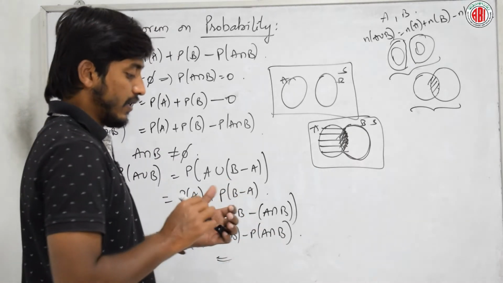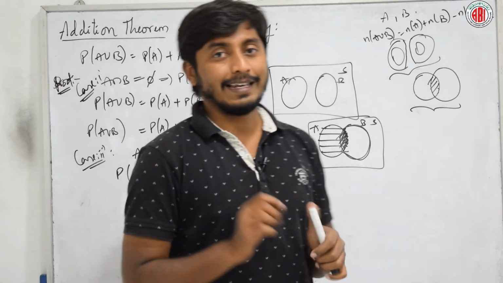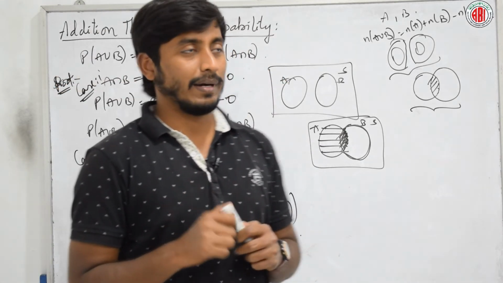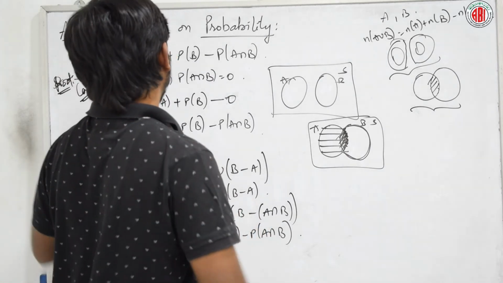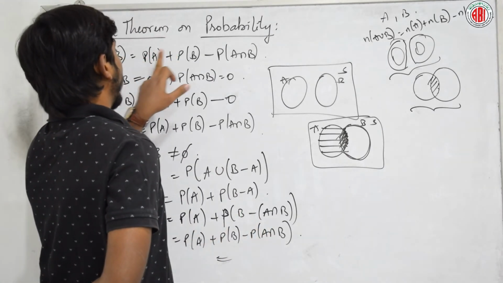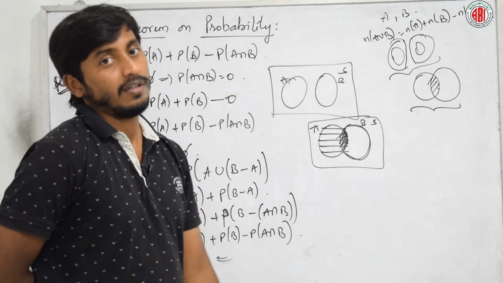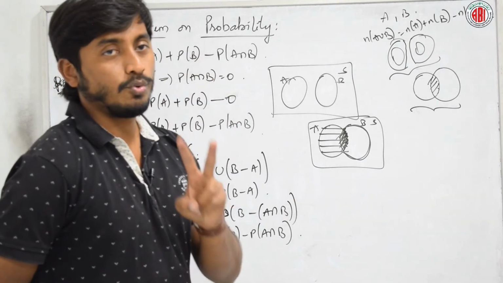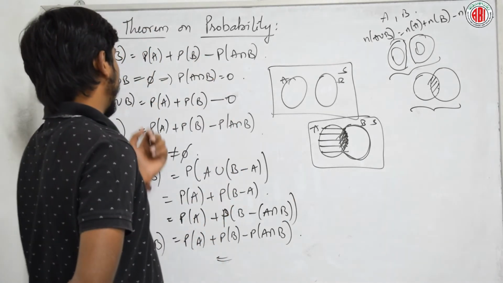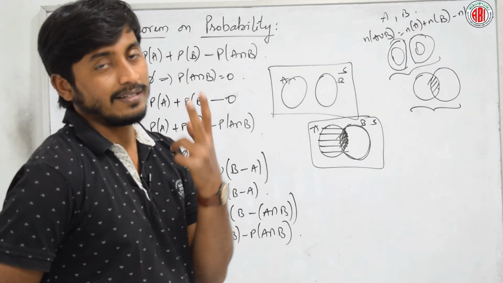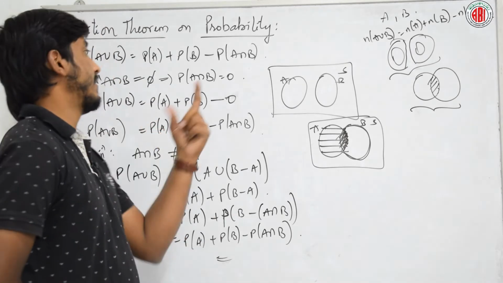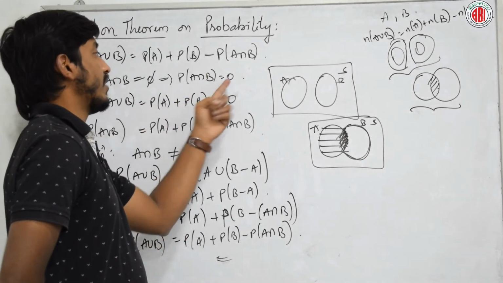Are we able to prove this? Actually, it is simple to understand, but difficult to remember all the steps. So better just look here: P of A union B is equal to P of A plus P of B minus P of A intersection B. So let us take two cases. One is the disjoint set and one is the joint set. Disjoint in the sense that the intersection of two sets is always an empty set. So the probability is always 0.